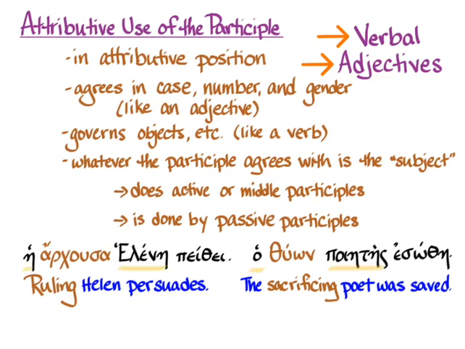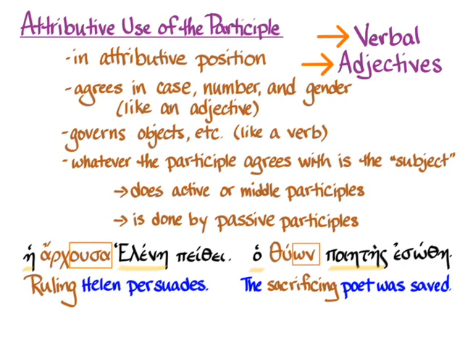In these instances, these participles are in attributive position, as you can see. And so they are directly modifying, directly limiting the nouns that they are in attributive position to. They're giving us more information about those nouns. And they agree in case, number, and gender: feminine nominative singular, usa, with helene, and masculine nominative singular, thuon, with poietes. They're behaving very much like adjectives.